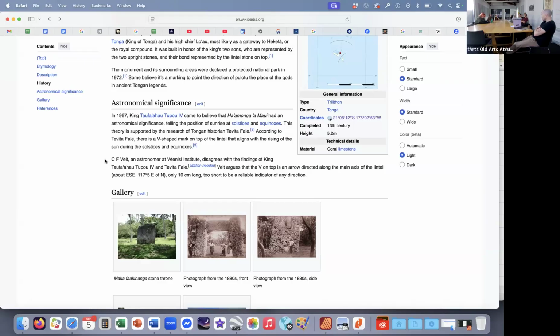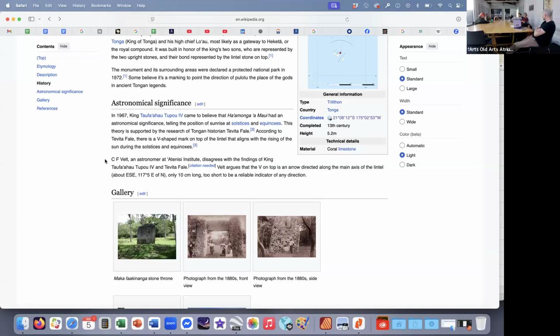C.F. Velt, an astronomer at another institute, disagrees with the findings of the king and argues that the V on top is an arrow directed along the main axis of the lintel, only 10 centimeters long, too short to be any reliable indication. Plus, the thing is really high up. It's 5 point something meters. So you have to climb up to the top of this thing and look at a 10 centimeter arrow. Does that make any sense? No. No. No.